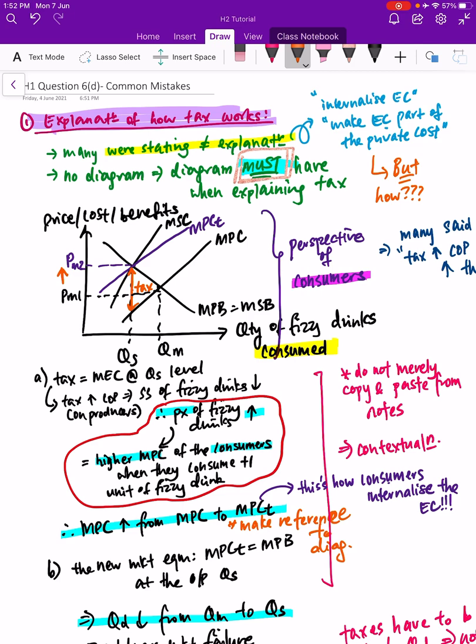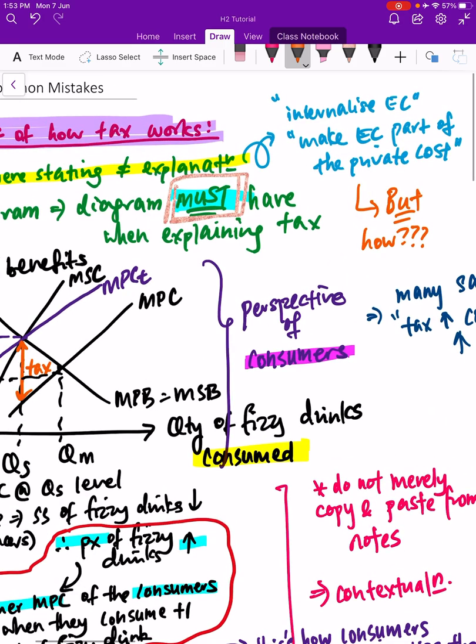So number one, when you are explaining taxation, you do need to remember you need to have a diagram in your explanation. This is a must whenever you are explaining how taxation works to correct market failure issues. There were also quite a few students who wrote the words "internalize the external costs, making external costs part of the private cost."